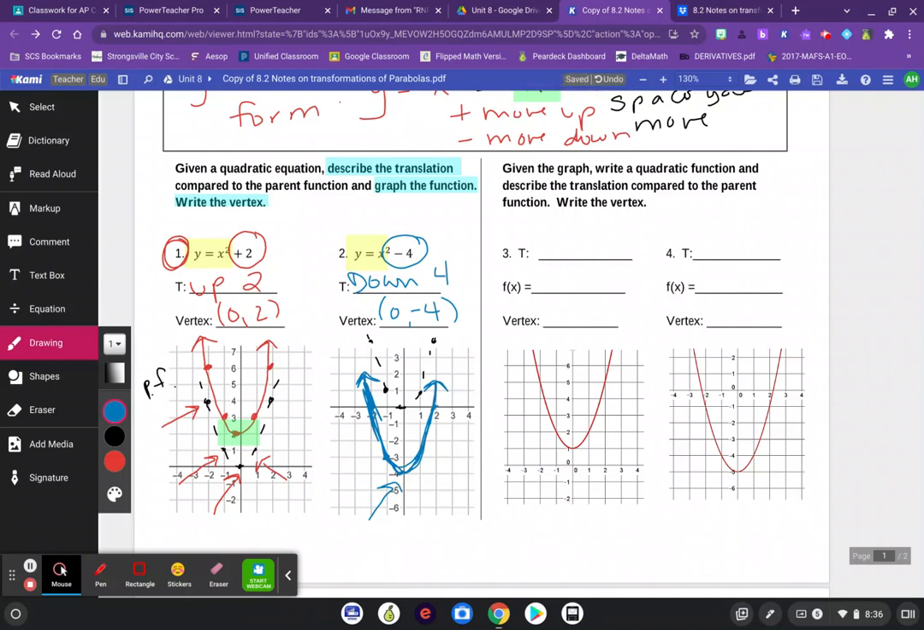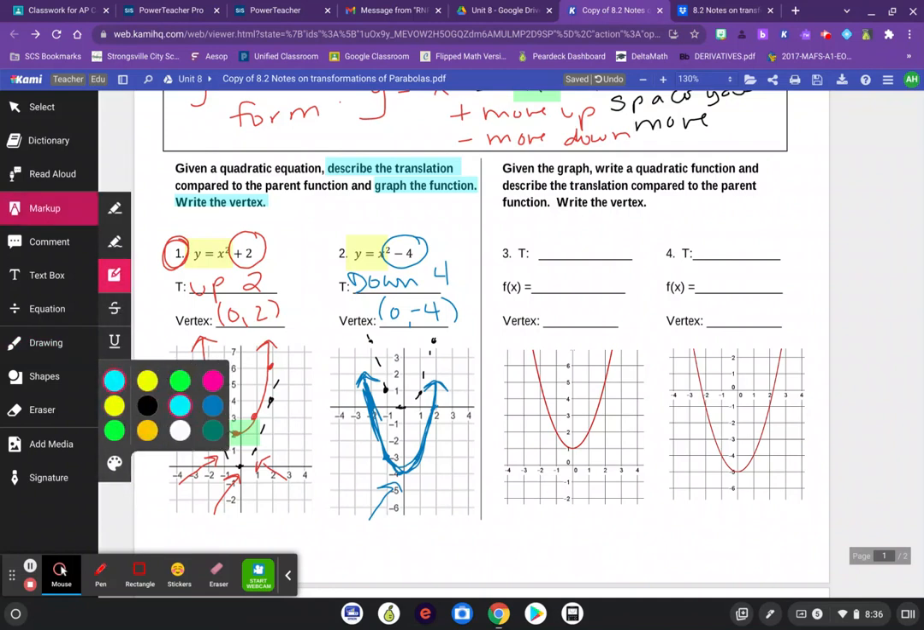Okay, so now we're going to go backwards, and this time I'm going to give you the graph of my new function, and we are going to determine what the function is. So we're given the graph, we're going to write the quadratic function. We're going to describe the translation that occurred compared to that parent function, and again, we're going to write the vertex.